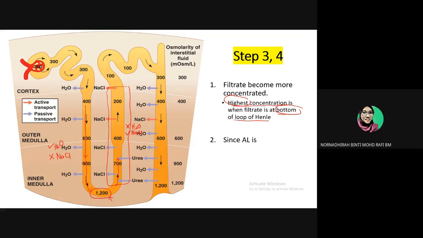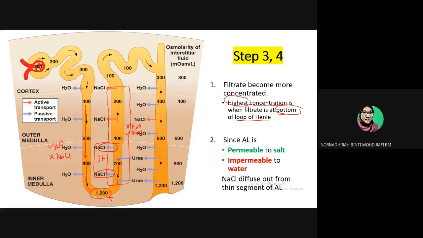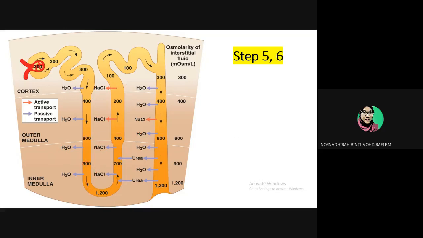NaCl will diffuse out. NaCl will diffuse out from thin segment of ascending limb into interstitial fluid. Okay, so ni nampak ya. Ni dia akan diffuse out dekat thin segment. However, what happens at the thick segment up here? NaCl will be transported out by active transport. Okay, awak boleh nampak warna dia kat sini. Warna purple ni menunjukkan passive transport. Warna merah ni menunjukkan active transport.